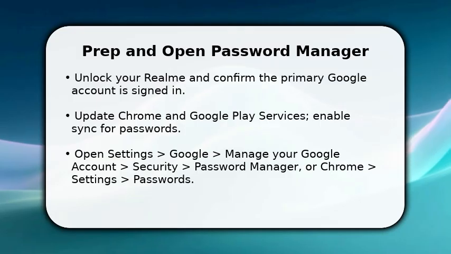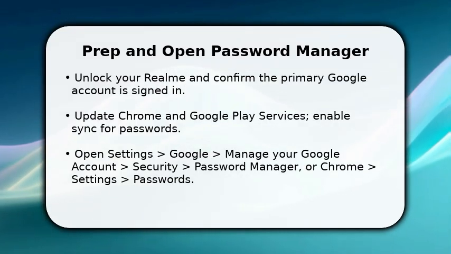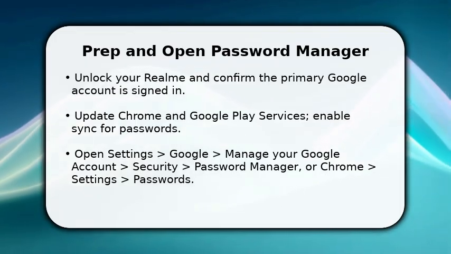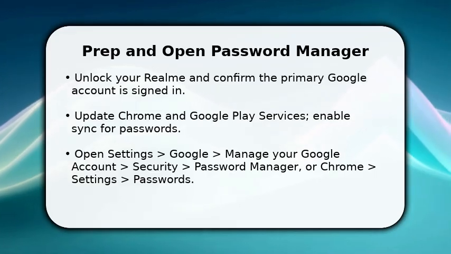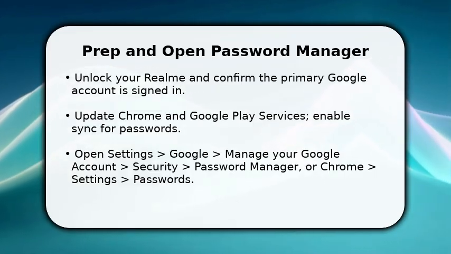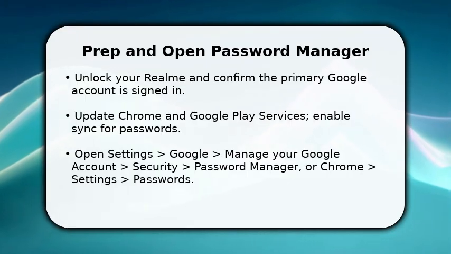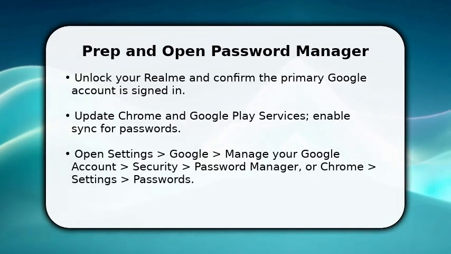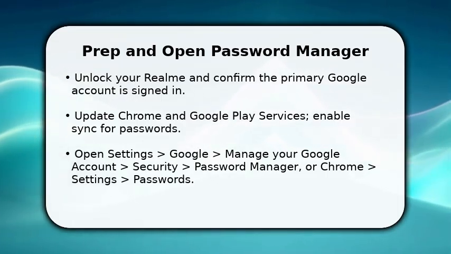You start by making sure the Realme is unlocked and you are signed into the Google account whose password you need. Once done, update Chrome and Google Play services and enable password sync so entries exist locally. Now go straight to Settings, tap Google, manage your Google account, then Security and Password Manager, or open Chrome and choose Settings Passwords. This opens the Saved Passwords list.